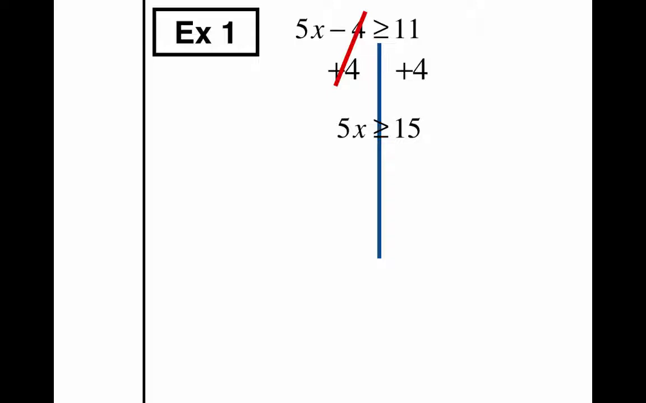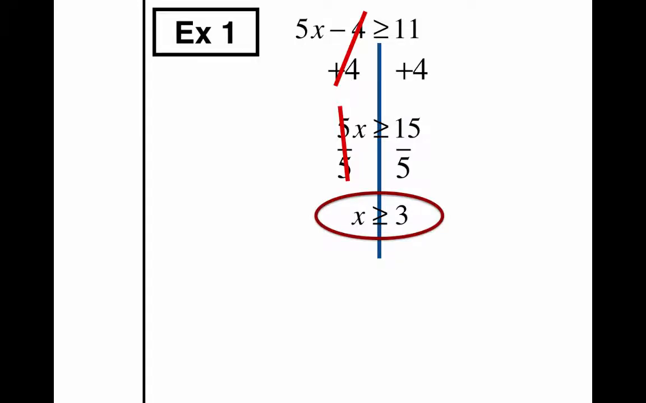Then we've got to get rid of that 5. So what do we do with the 5? We divide that 5 away. So x is going to be greater than or equal to 15 divided by 5, which is 3. So x is greater than or equal to 3. There's our solution. That is a two-step problem.